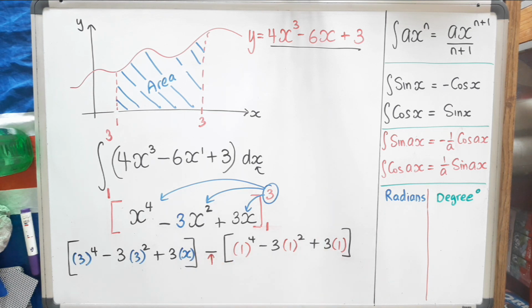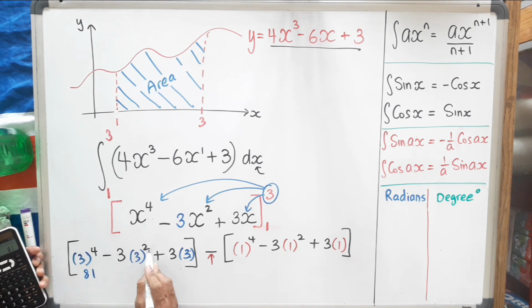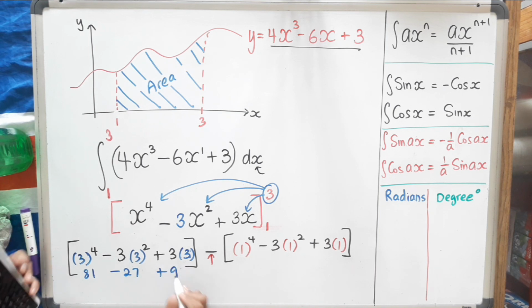All right, so calculator time. Let's see what we have here. Oh, I wrote something very stupid here. I forgot the 3 here. All right, so let's go here. 3 to the power 4 is 81. 3 squared is 9. 9 by 3 is 27. And 3 by 3 is 9.